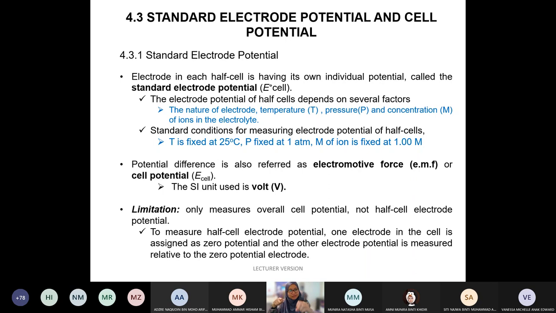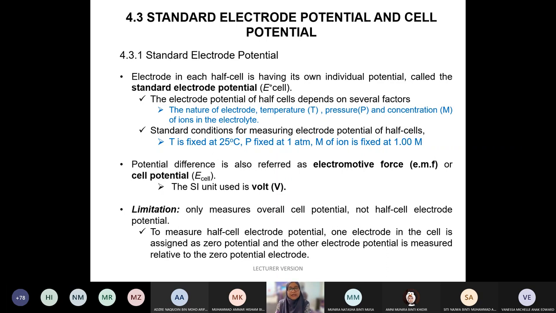Okay, zinc punya electrode potential berapa? Cuba measure dia punya electrode potential. We don't have that facilities yet. Ataupun kita tak ada that kemudahan lagi. Setakat yang ni lah. Okay, so macam mana kita nak measure the electrode potential tu?